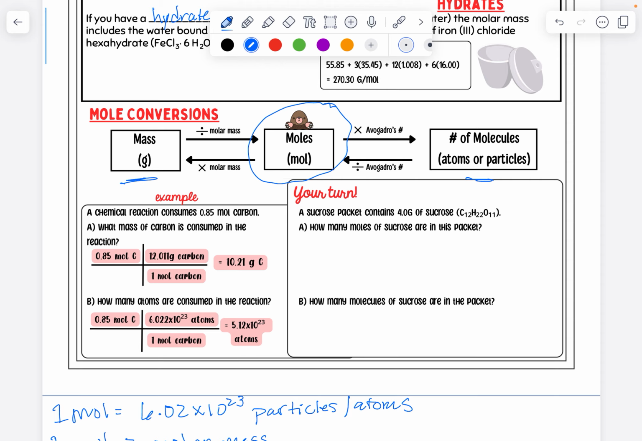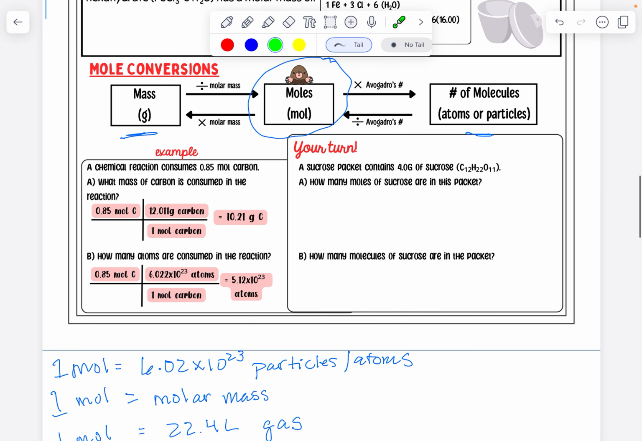So let's practice that. The first example you're given, it says, what mass of carbon is consumed in the reaction when you have 0.85 moles of carbon? So I'm given moles first. Yay, that's only one step to get to mass, which is grams. So here.